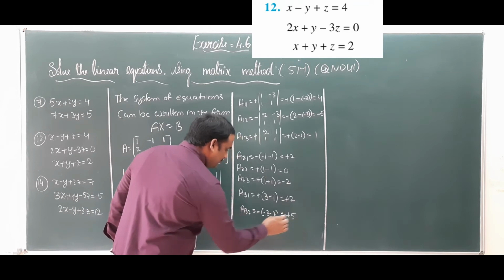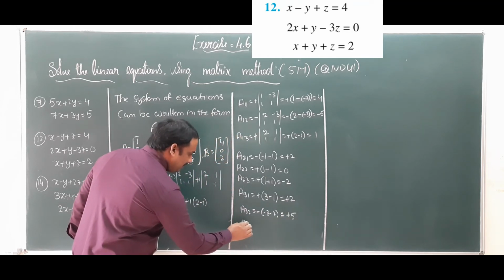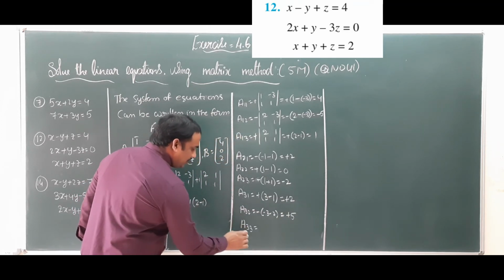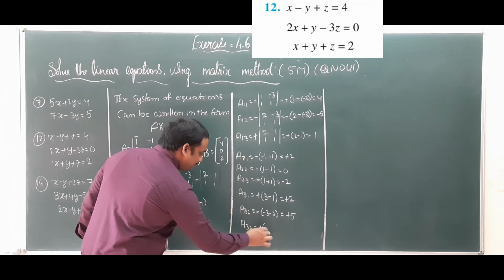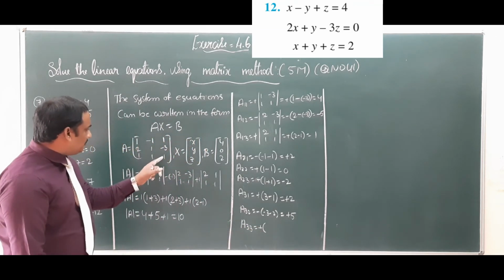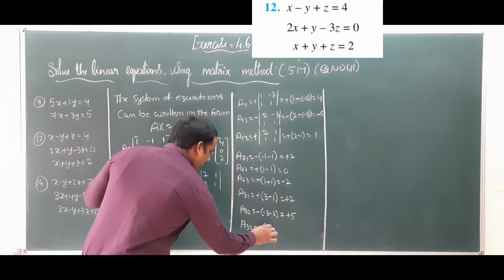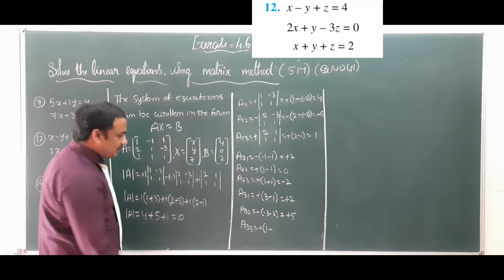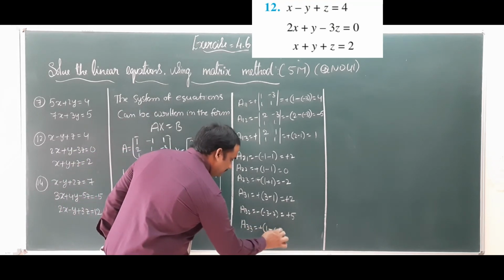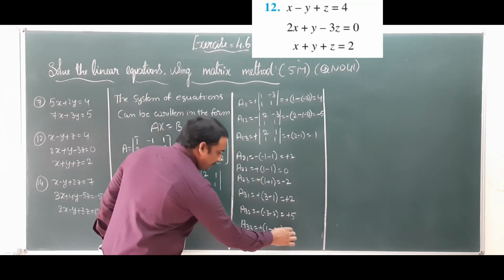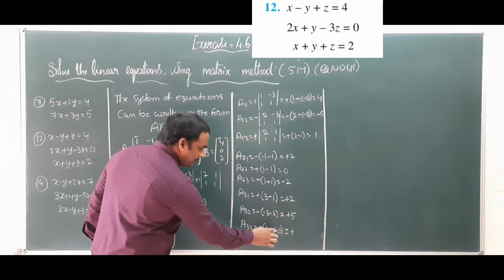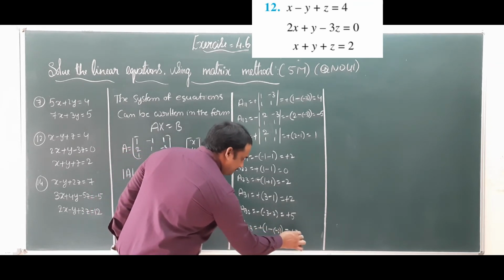Here plus 5. Next one, A of 3, 3. Third row, third column. 3 plus 3, 6 plus. Here third row, third column. Remaining 1 into 1. 1 minus 2 into minus 1. Here minus 2. Equal to plus. Minus into minus plus. 2 plus 1, 3.